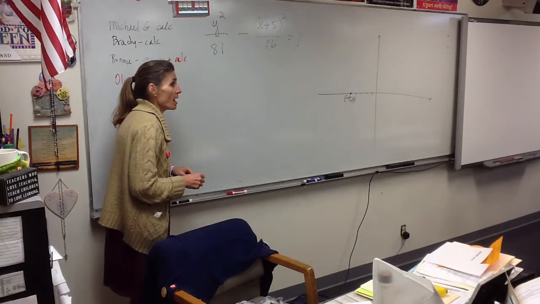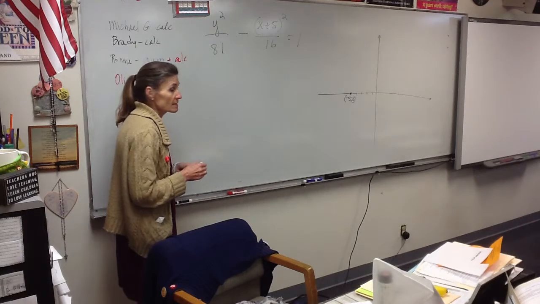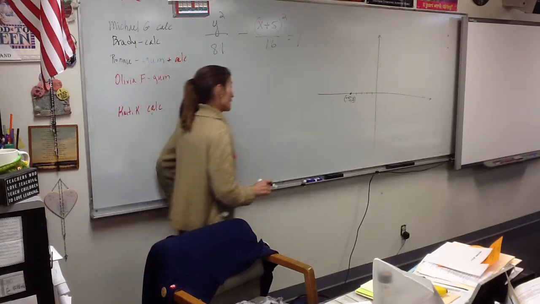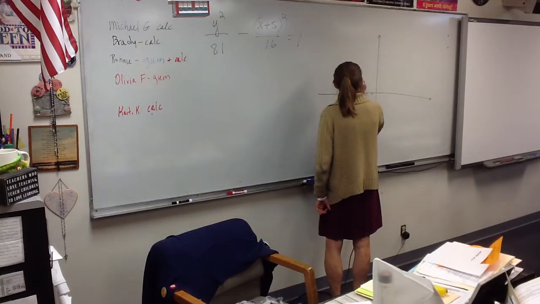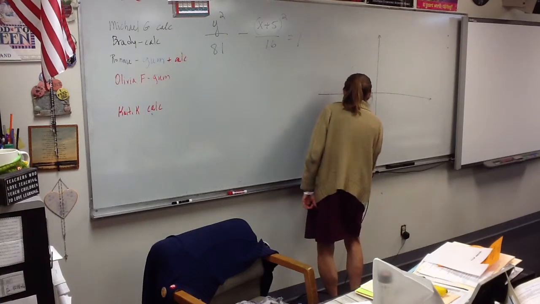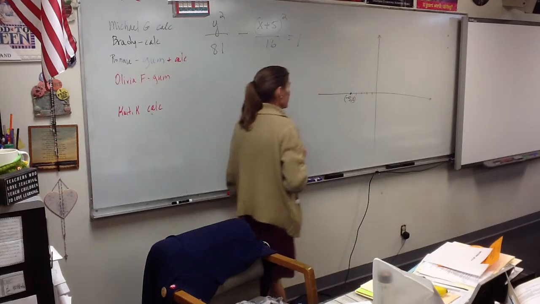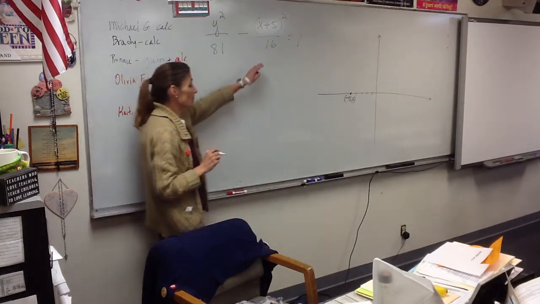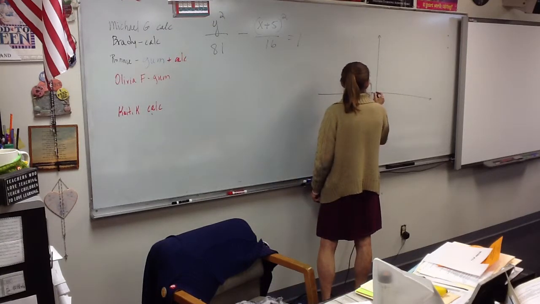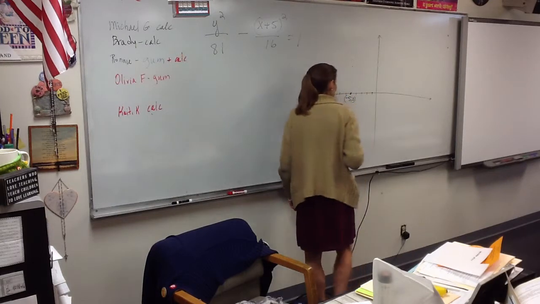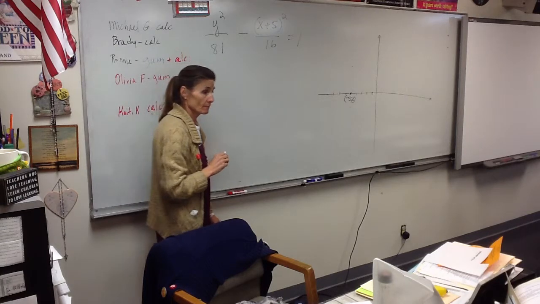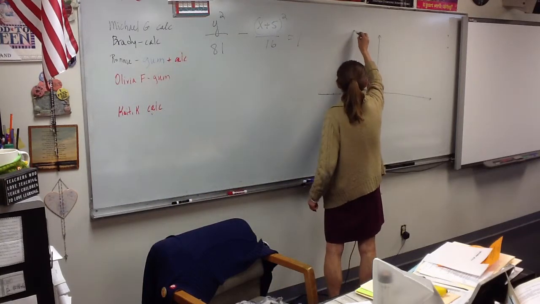Now I'm going to build a box. And to build the box, what does that 81 tell me? You have to move up and down 9. Oh, that's a lot. Here we go. 1, 2, 3, 4, 5, 6, 7, 8, 9. Okay, so I went up and down 9. Now I'm going to go sideways 4. Everybody okay with that? And I'm going to build a box through those points.